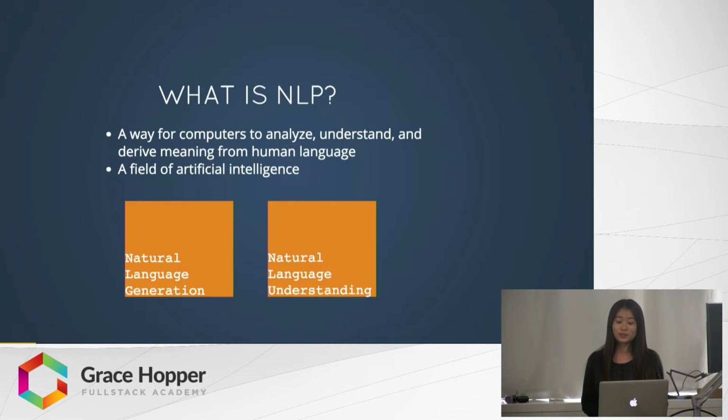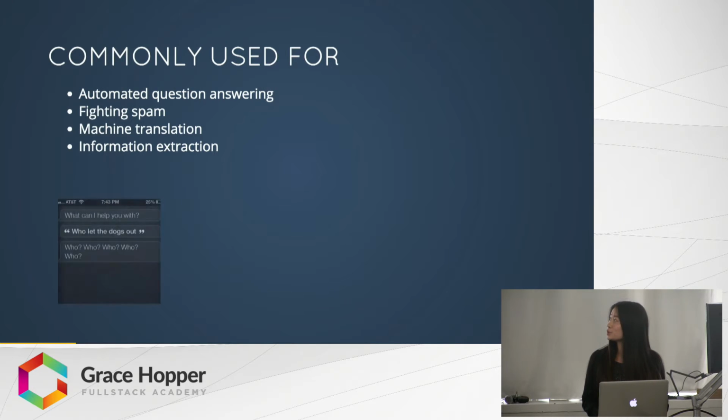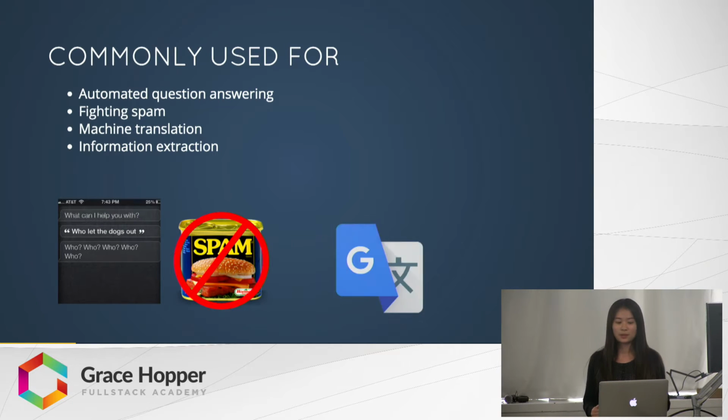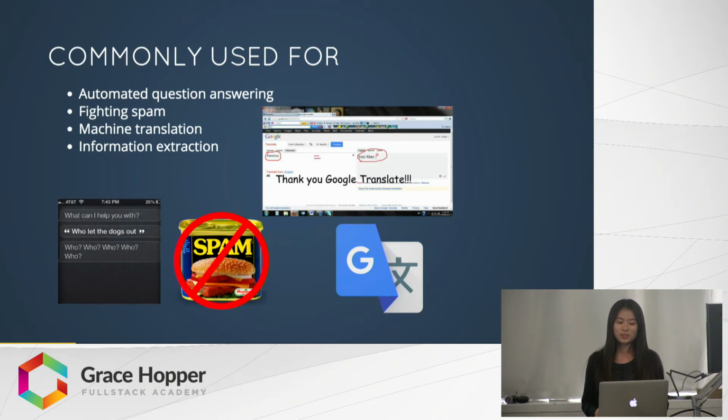Next is natural language understanding, and that's going to be a little bit harder because first, the computer has to take that natural language and convert it to computer language. Then it does speech recognition or speech to text. And once it's in the text form, natural language understanding can try to take a meaning or intent of that text. So it's a little bit harder than natural language generation. This is commonly used for things like automated question answering. So we have Siri, fighting spam in your email, and also machine translation, so something like Google Translate.